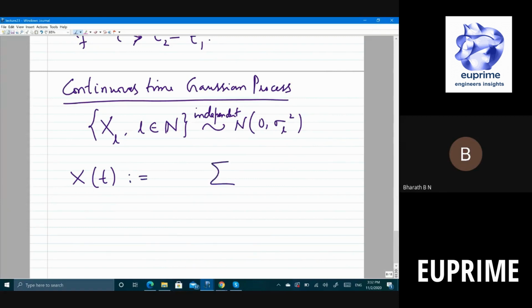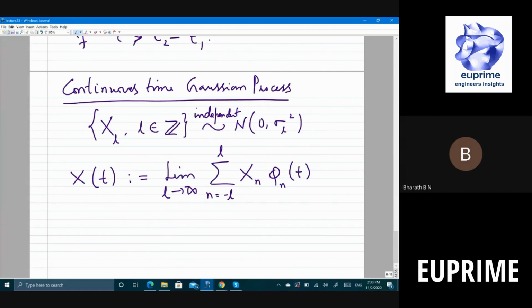I'll use Z instead of N, so that means I'm going to consider all integers. I'm going to sum from n equal to minus L to L, X_n, which are the independent Gaussian random variables, multiplied by phi_n of t. Then I'll take the limit L tending to infinity. This is how I'm going to construct it.